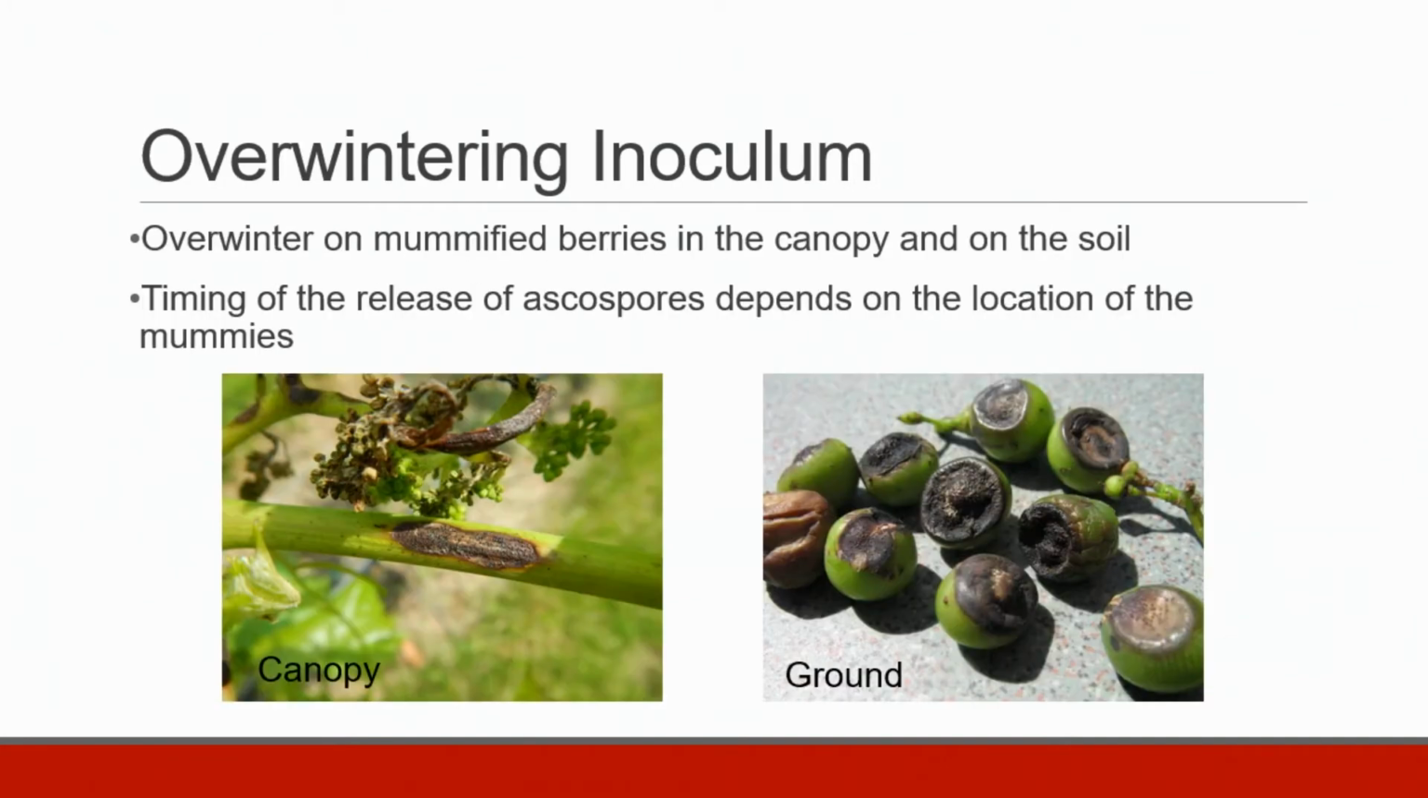I just mentioned that ascospores are released with the rain and then dispersed by water and the wind. However, the timing of the release of ascospores has been shown to be dependent on the location of the mummies in the vineyard. So the release differs between mummies that are in the canopy and mummies that are on the ground.